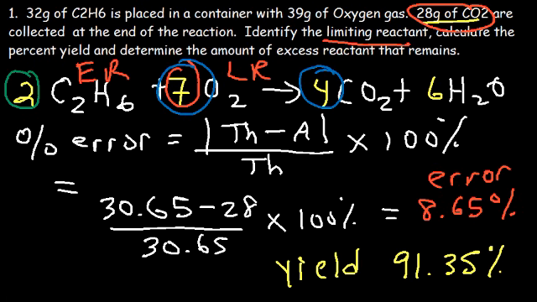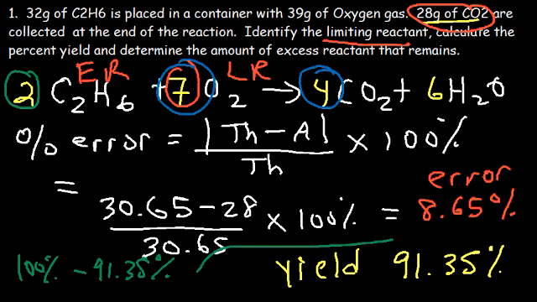Notice that the percent yield plus the percent error adds up to 100%. So if the percent yield is 80%, that means you have a 20% error. If your percent yield is 70%, the percent error is 30%. So once you have the percent yield, to find the percent error, simply subtract it from 100. So 100% minus 91.35% will give you the percent error, which is 8.65.